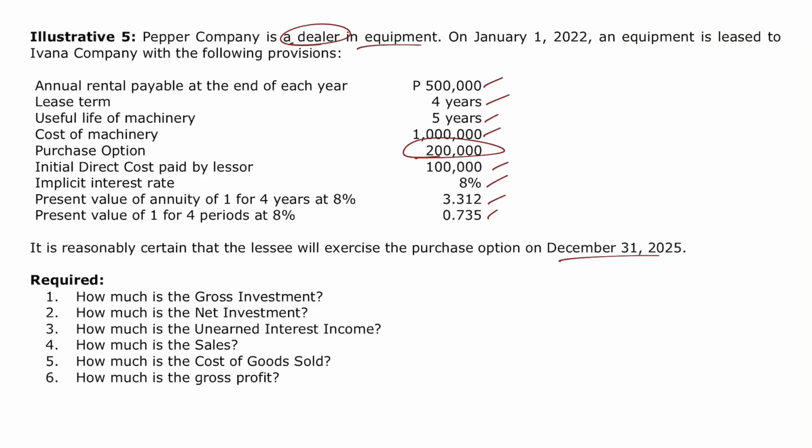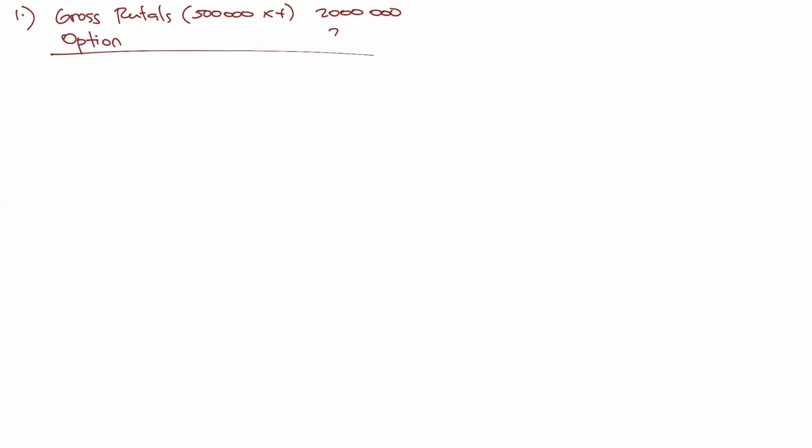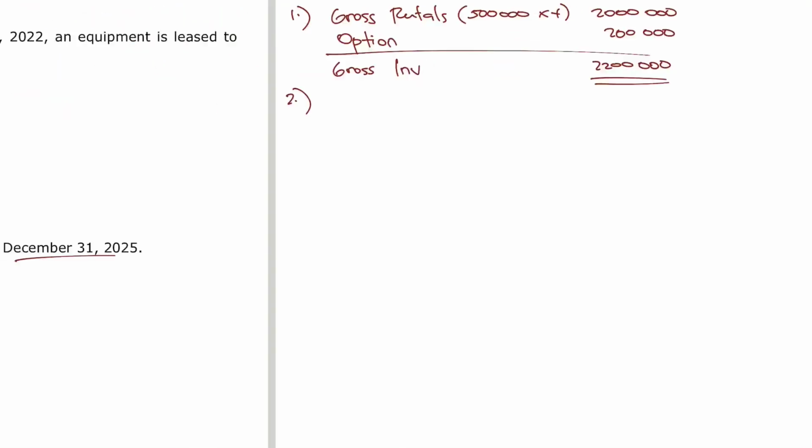Then the purchase option is how much? The purchase option is 200,000. So gross investment now will be equal to 2.2 million. Now, requirement number 2.